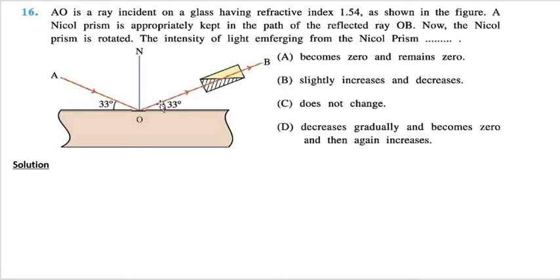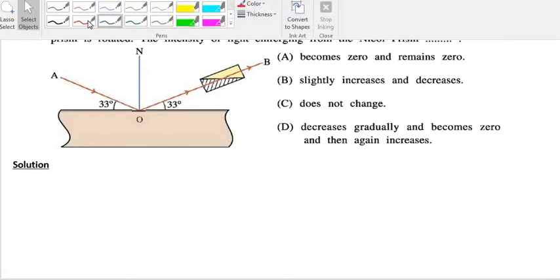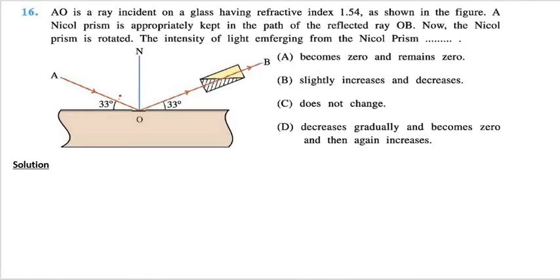And I want to check whether this is polarized light or not. For that, this angle should be the angle of polarization theta p, and as per the diagram, the angle is 57 degrees. Now I want to check whether this is the angle of polarization or not. If it is not the angle of polarization, then this light will be unpolarized light. But if this angle is exactly theta p, the angle of polarization, then this light will be fully polarized.